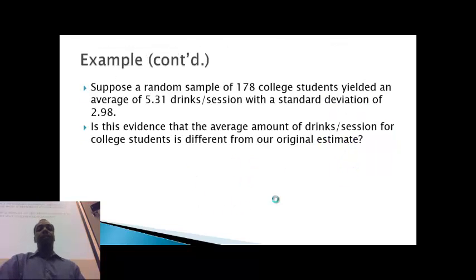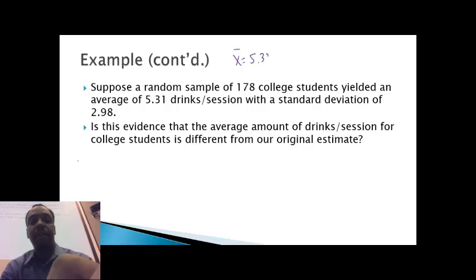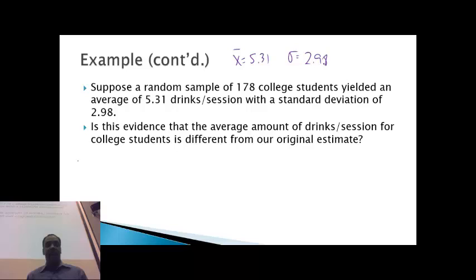So here we go. Suppose a random sample of 178 students yielded an average of 5.31 drinks per session. So we'll just jot that down here. X bar is 5.31, and we'll assume a standard deviation of 2.98. Is this evidence that the average amount of drinks is different from our original estimate?